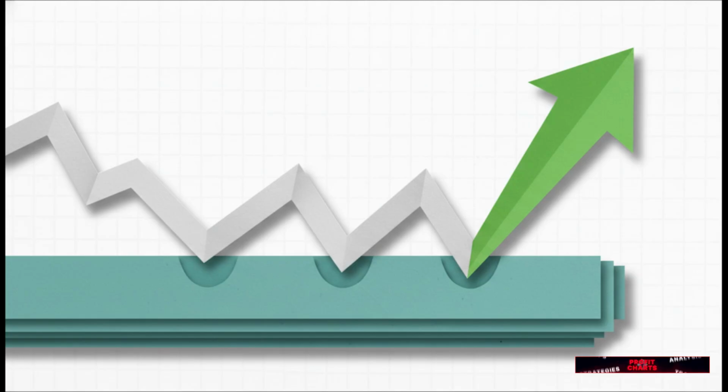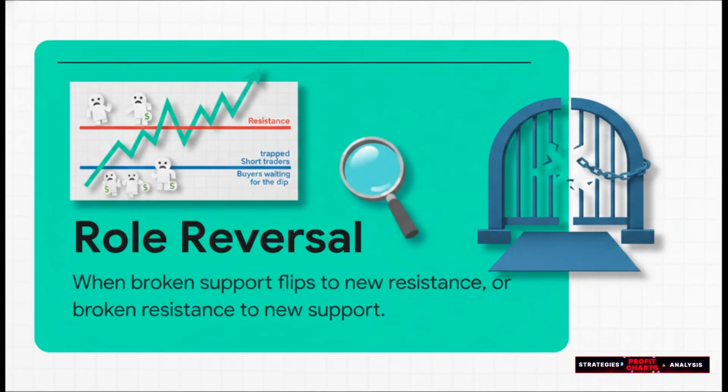Finally, keep an eye out for violent price rejections. You don't want sluggish chop, you want a sharp, aggressive bounce. That tells you institutional money is actively defending that exact spot. And inside these zones, we see something super fascinating called role reversal. Basically, a broken support level flips to become new resistance, or broken resistance turns into new support. It signals a massive shift in market psychology.